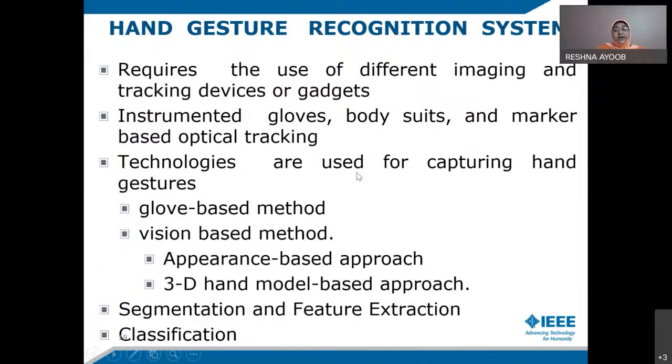And these technologies for capturing hand gestures can be glove-based or vision-based. In the glove-based method, various types of gloves are used. We'll see later. And in the vision-based method, a camera and computer vision techniques are used. The camera can be a 2D camera, the normal camera, or a 3D hand model-based approach. After taking the image, that image is pre-processed to remove all the background details, noise, etc. Then it is segmented to take the hand gesture alone, the hand position alone, and some features from that are extracted and classified. We'll see one by one.